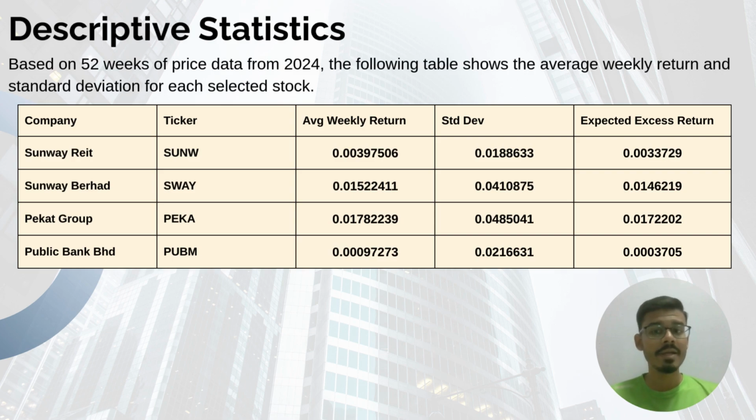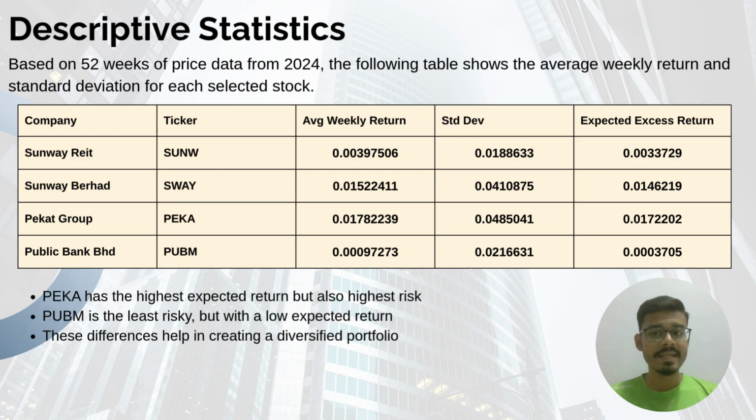We can identify it by looking at the average weekly return and the standard deviation columns. So this tells us that PEKASH is a high risk, high return stock. As for Public Bank, which is PUBM, it has the lowest return and a lower standard deviation, making it least risky but also least rewarding. These differences in the average weekly return and the standard deviation help create a diversified portfolio, as different companies have different average weekly returns and standard deviations.